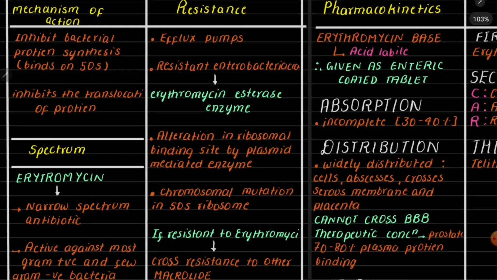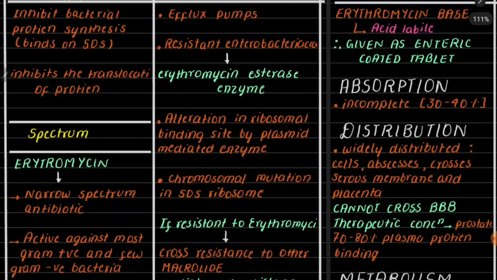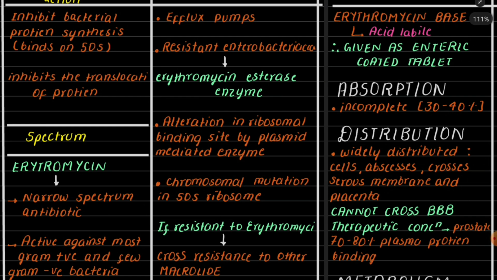Let us move on to the spectrum or susceptible organisms. So here, taking erythromycin as the model drug for the whole group, we see that macrolides are narrow spectrum antibiotics. This means that they are only active against most gram-positive bacteria and only a few gram-negative bacteria.